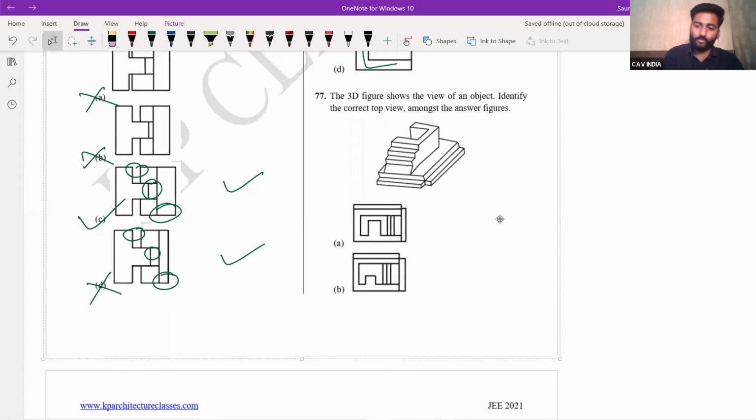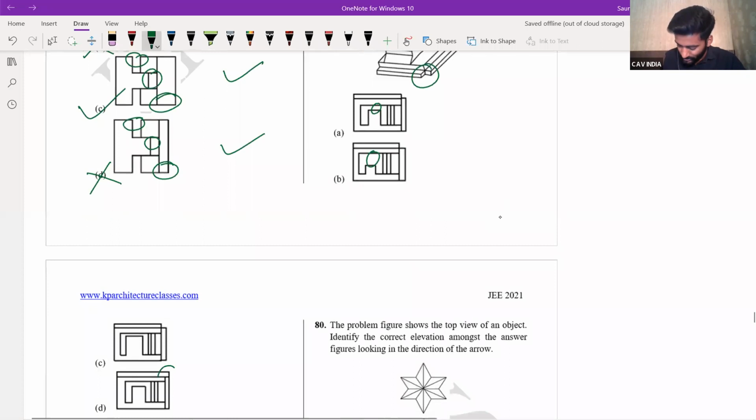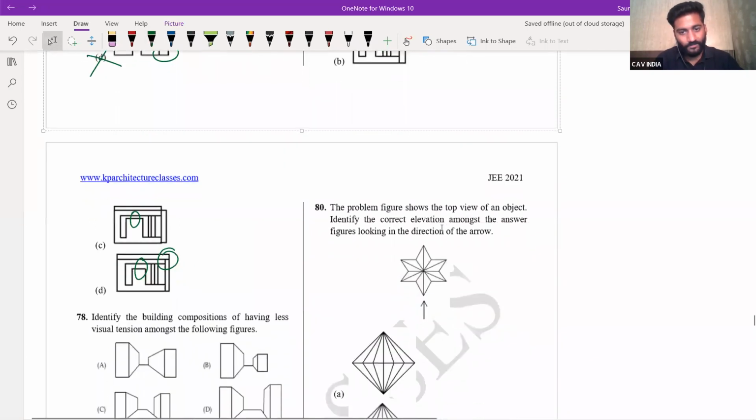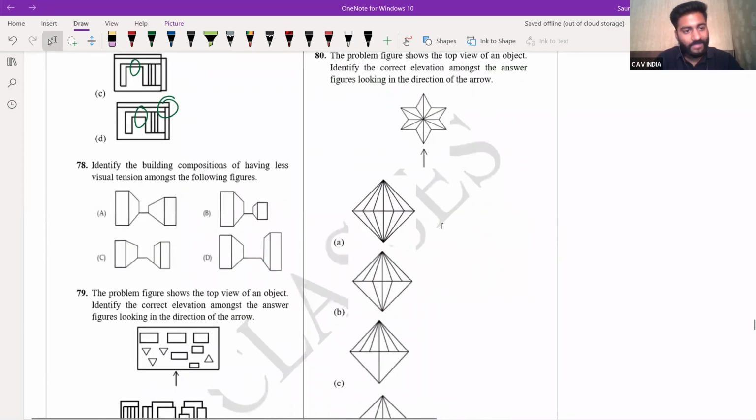Okay, so let's get back to the questions part. Question 77 is also saying that you need to identify the correct top view. So again, you can observe the thickness of this part because that is creating some difference here, right? You can also observe this particular part because that is creating difference here, this thickness, right? So option A is the right answer for it. That is 77.